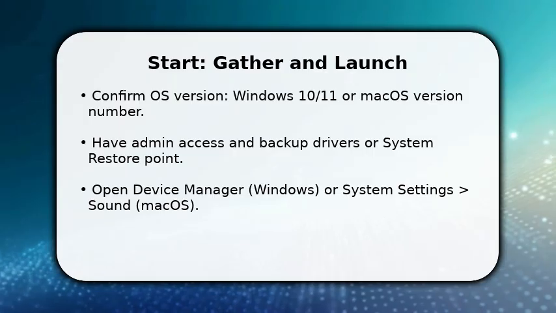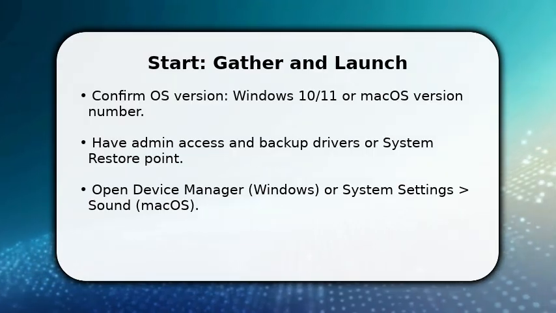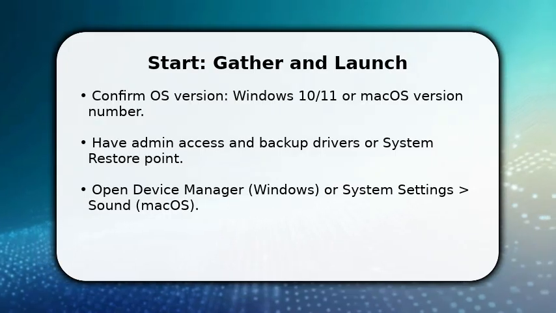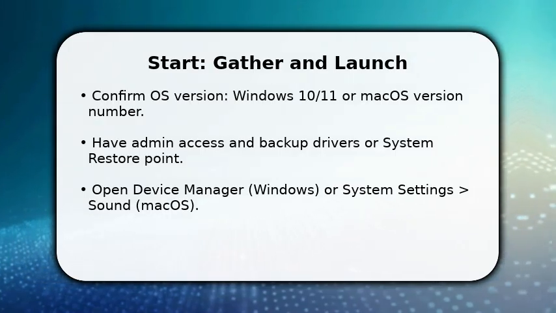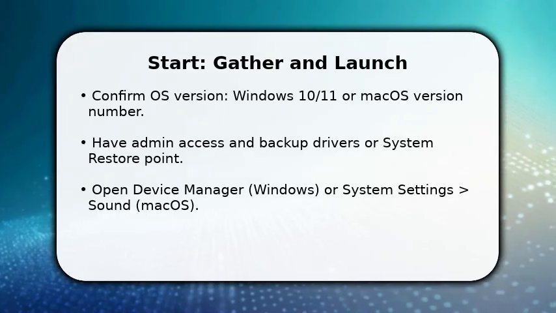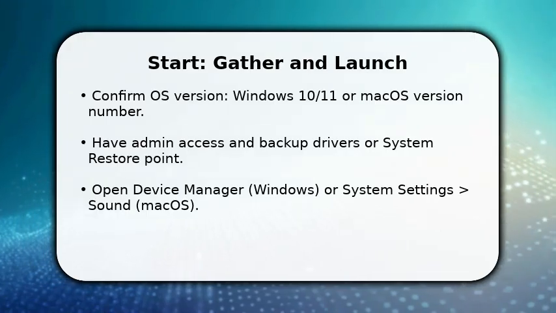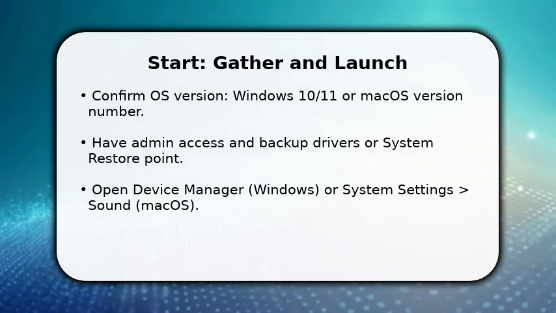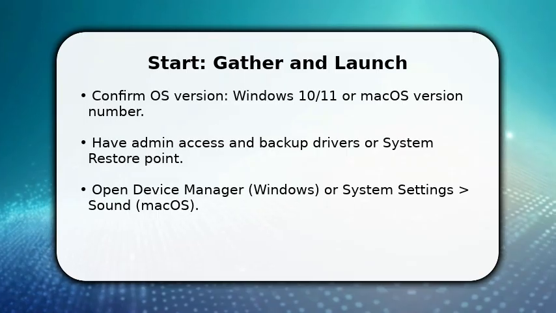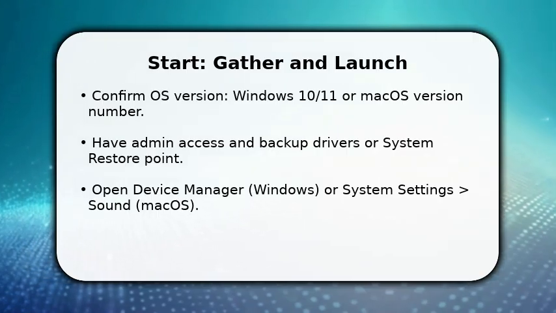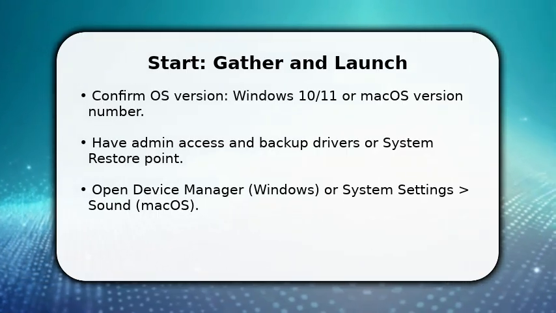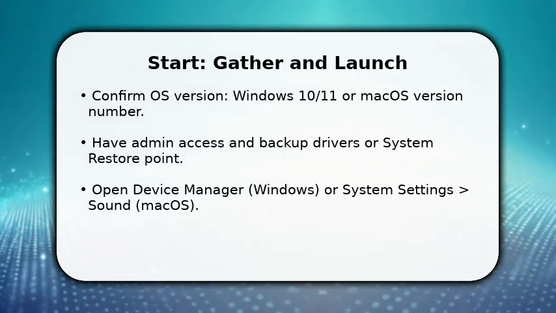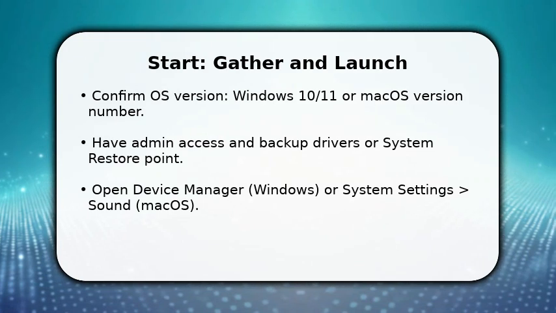You begin by confirming your OS and securing admin rights. This prevents permission errors. Once done, create a system restore point or backup current driver so you can roll back. Now open Device Manager on Windows or Sound Settings on Mac OS to locate your audio device. Make sure the device is not disabled and note the exact driver name and manufacturer. This first step saves time and avoids confusion during installation, and it ensures you can recover if an update causes issues.